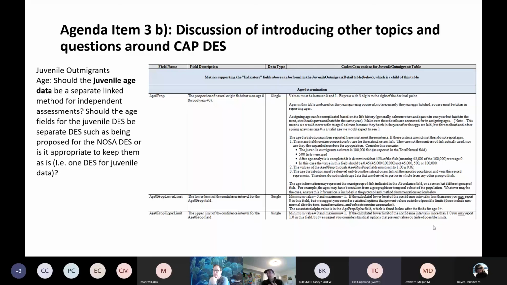So this will help us formulate the agenda for one of those next meetings, when we start the age DES, to be mindful of the juvenile component as well, and that it may need to be disentangled from this DES. Should we move to the next topic? Anybody not ready?